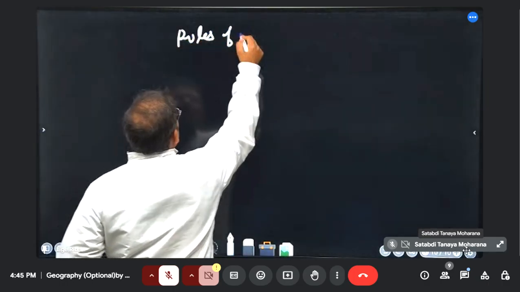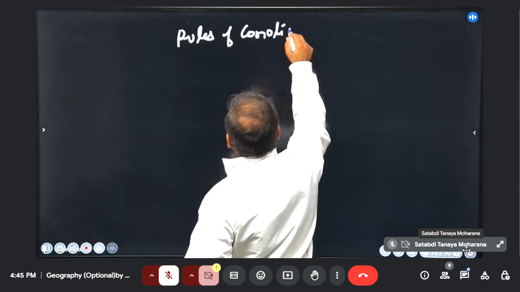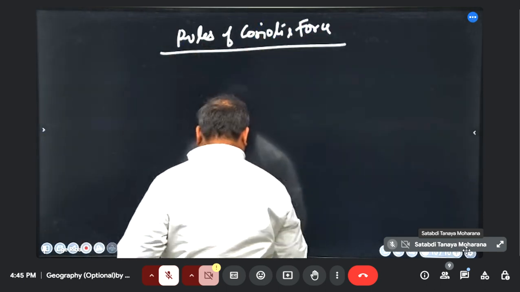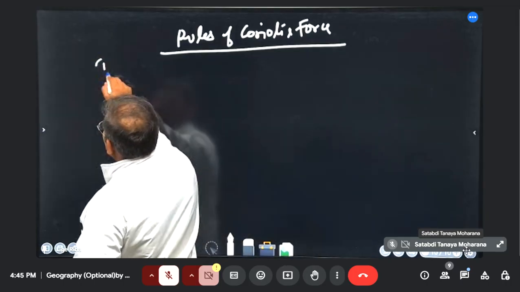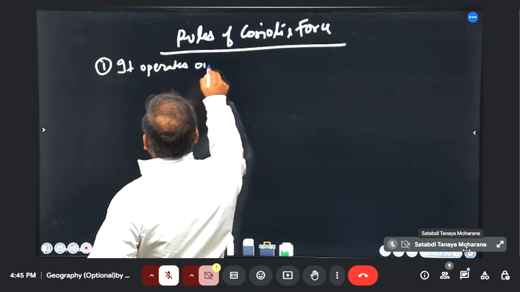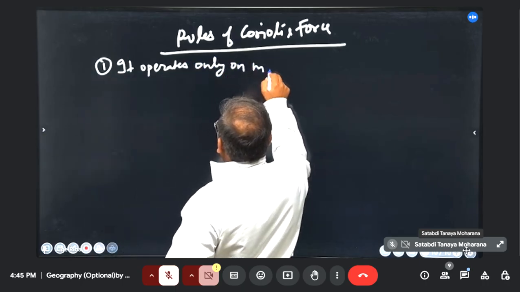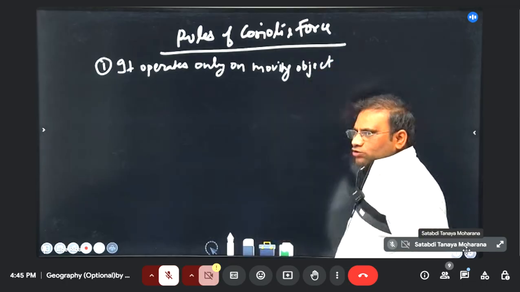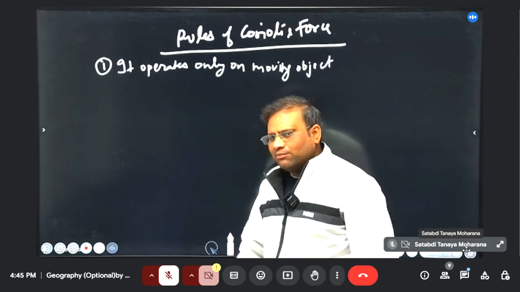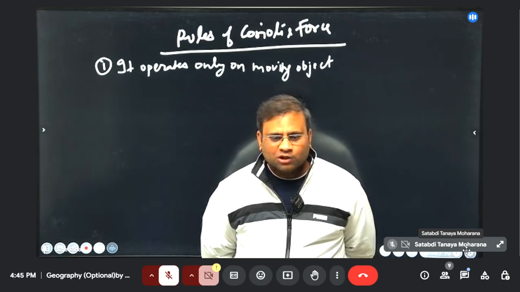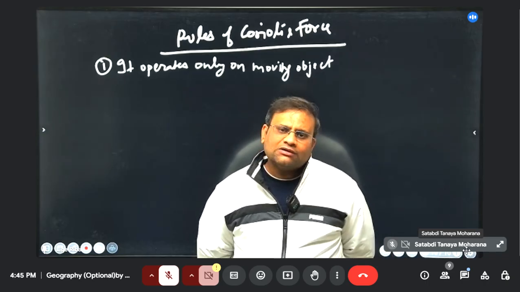Rules of Coriolis force. Number one, first thing, it operates only on a moving object. Means Coriolis force is zero on a stationary object. Like I am stationary now, so no Coriolis force on me. Why zero? Because now I am rotating with the rotation of Earth.